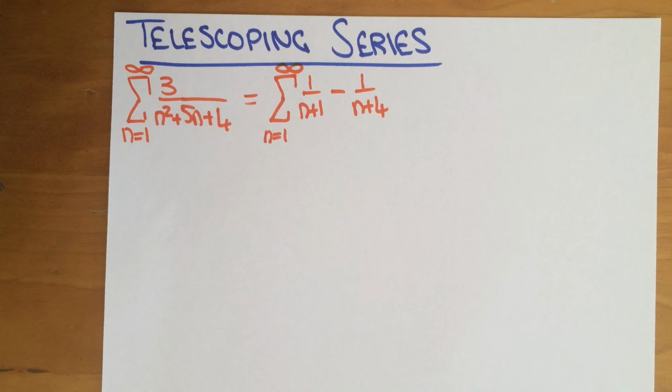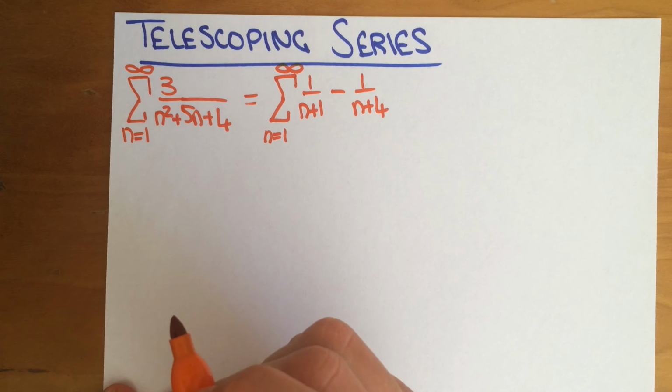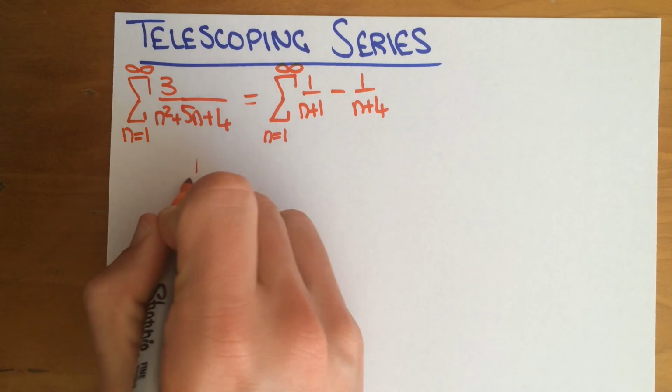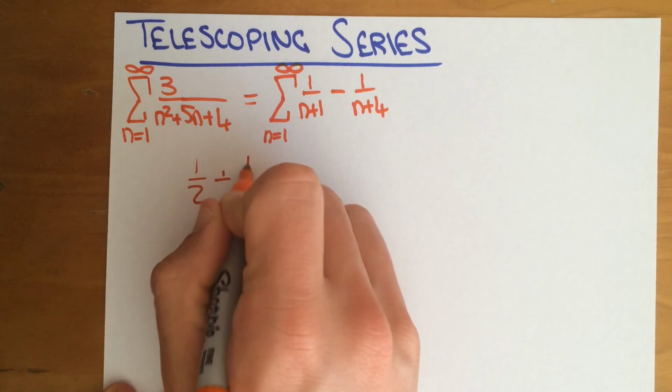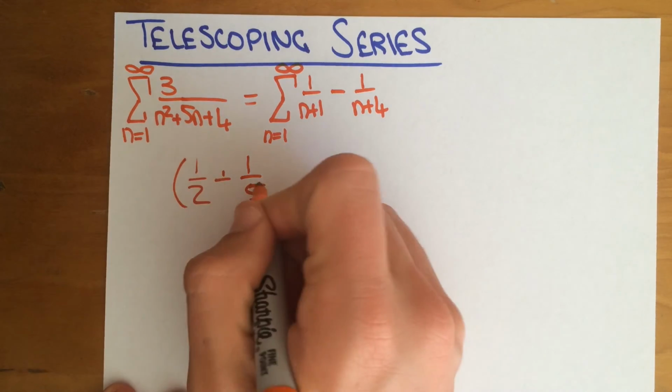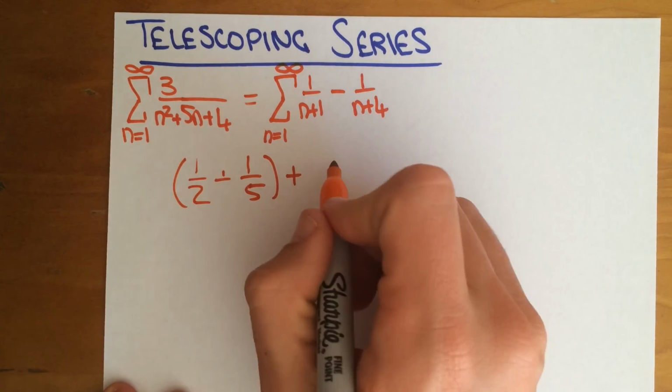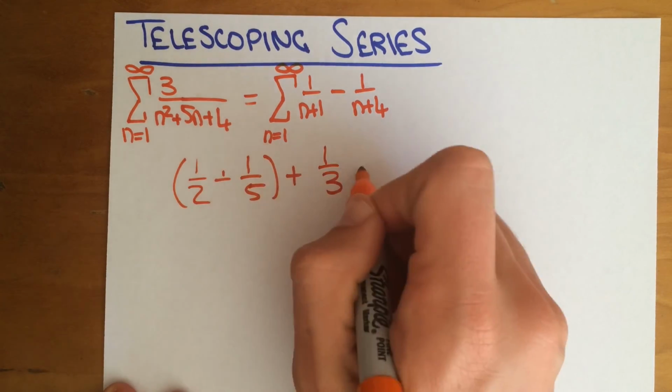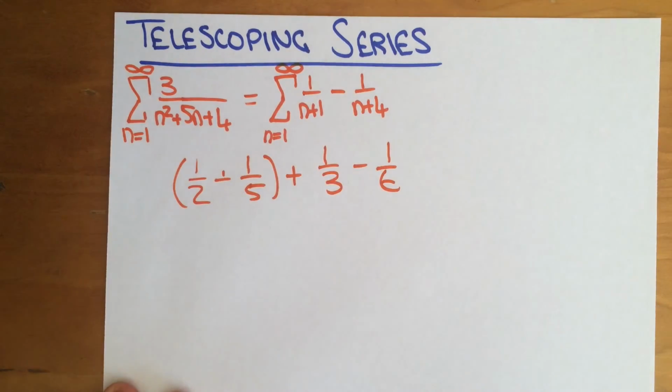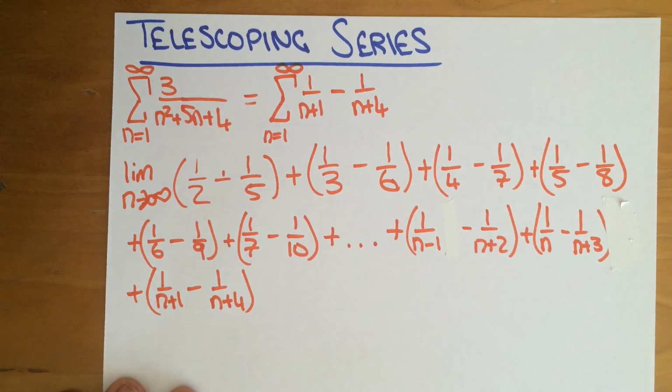So I'm just going to write out the series or the partial sums. So when you plug in n equals 1, you get 1 over 2 minus 1 over 5. And you add, when you plug in 2, you get 1 over 3 minus 1 over 6, and so on. At the end, I wrote out the last three terms in terms of n because n is going to infinity.